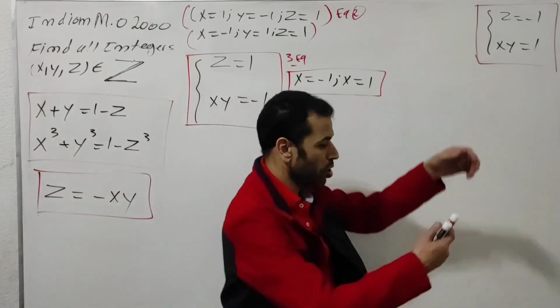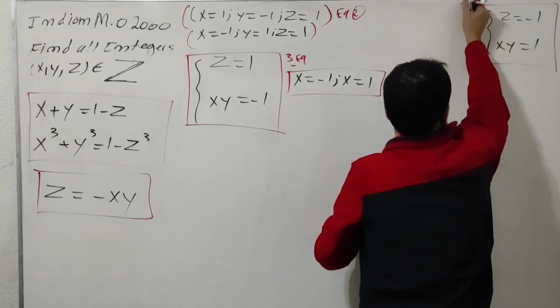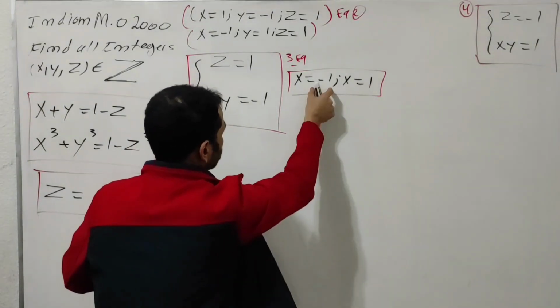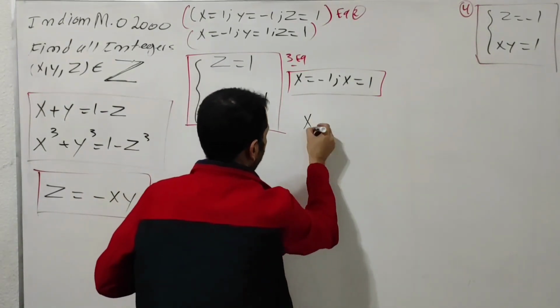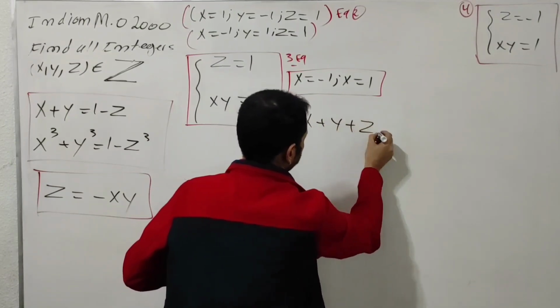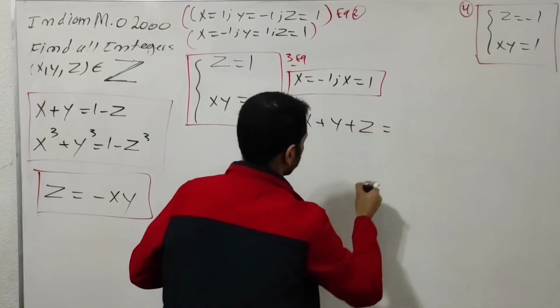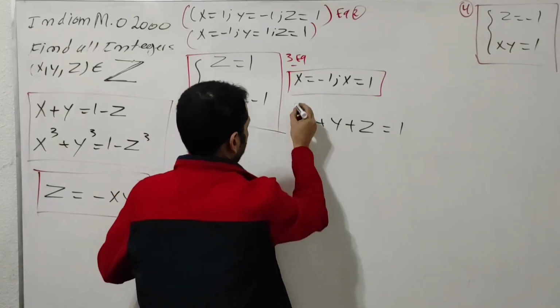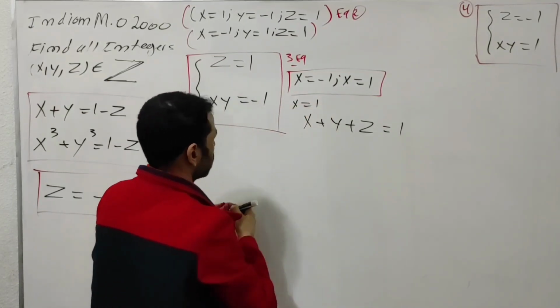I put equation number 4 at the top to make it work nicely and clearly. Okay, I'm going to plug this one into the original equation. I have x plus y plus z equals 1, by taking the fact that x equals 1, starting with this one.